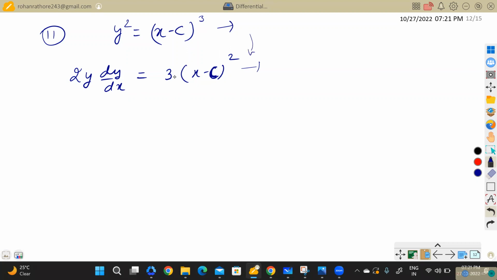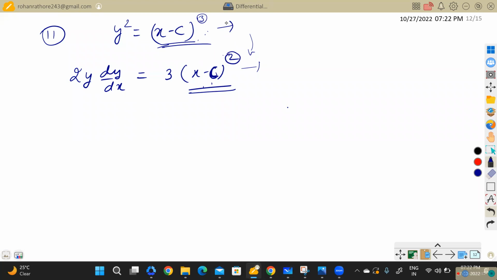That's one possibility. But the most efficient way here is, you see that both terms have x minus c. So what if instead of removing just c, we remove the whole x minus c? Because that is easy. How can we do that? Just divide both of these equations, and before that try to make this exponent the same. So how can you make 3 and 2 the same?